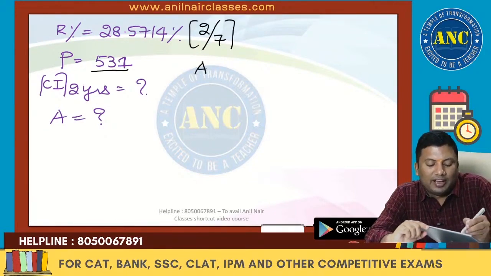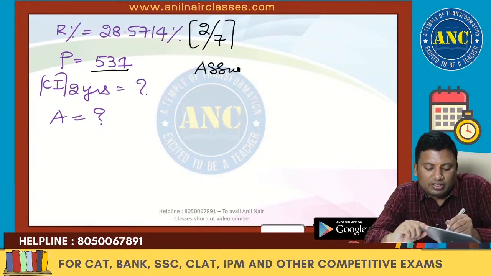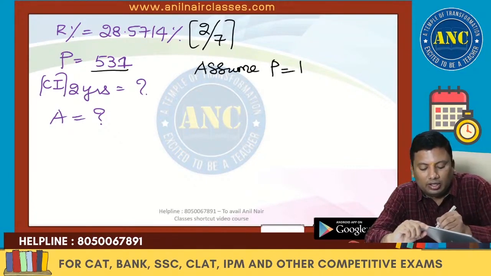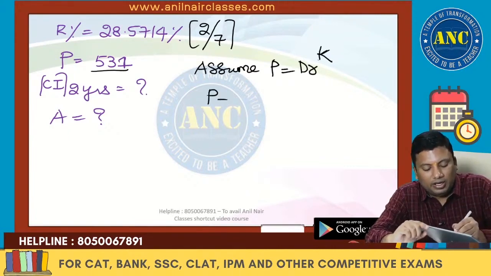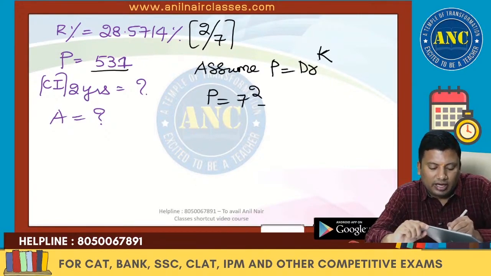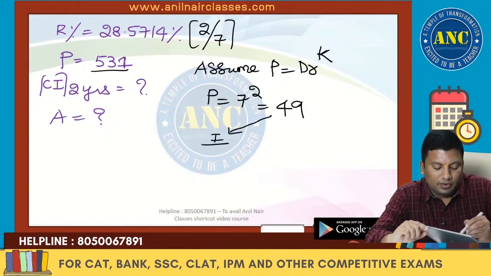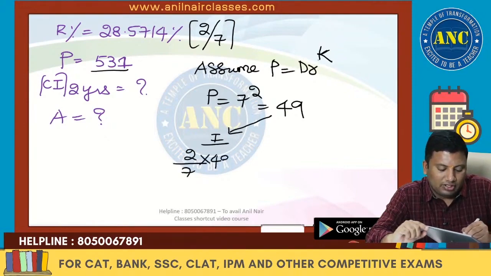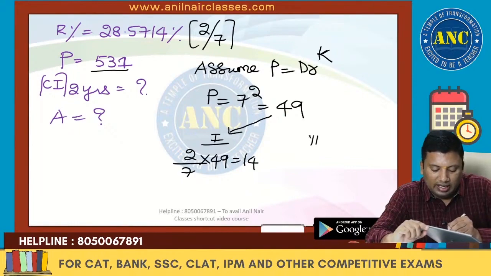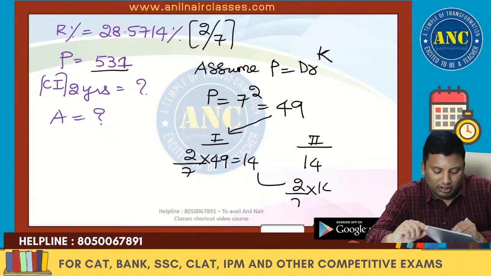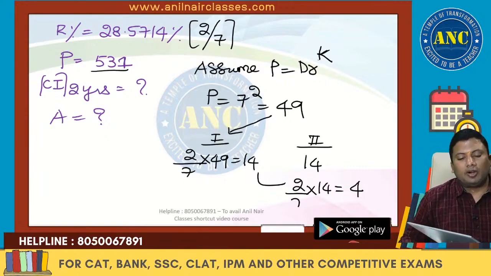So if you observe, 531 is not a multiple of 7. So assume principal equivalent to denominator power k. So principal is nothing but 7 square, which is 49. First year it is 2 by 7 of 49, which is nothing but 14. Second year the SI remains the same, 14. Here interest on interest is 2 by 7 of 14, which is nothing but 4. I hope it is clear.